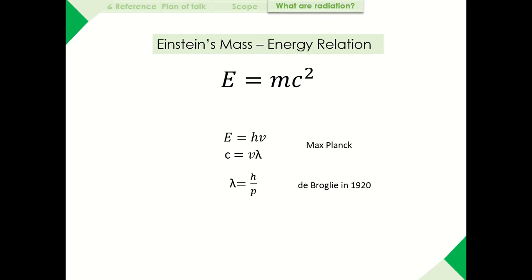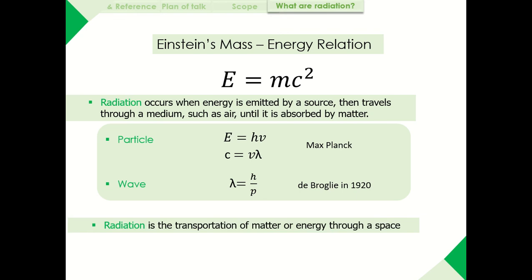Of course, we know matter can move from one place to another, and energy can also propagate through any medium. We are already familiar with light and all. So we know that energy can also propagate like matter. So what is radiation all about? We can say that radiation is the transportation of matter or energy through space. It can have a particle nature and also a wave nature.